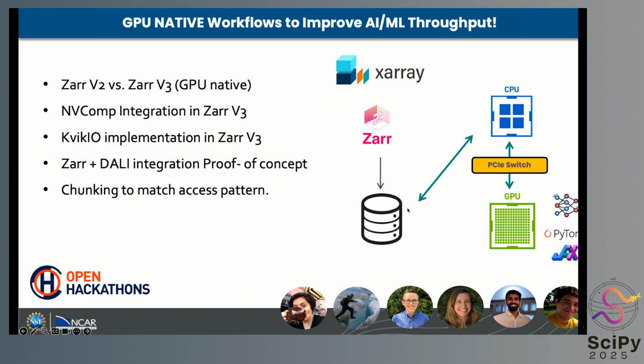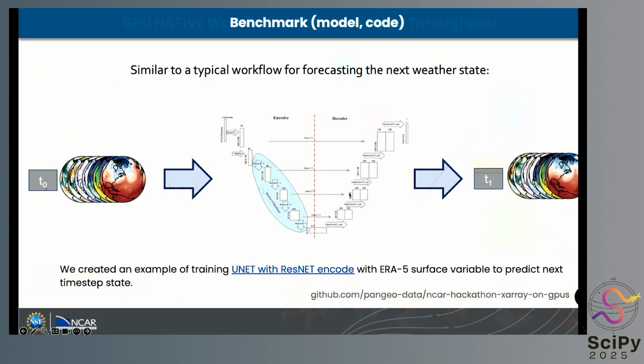So we have data on some sort of storage, and then we read it to the CPU. For example, we have Zarr, and then using Xarray, we read it to our CPU, and then it has to transfer over the PCIe switch to the GPU, and now the training happens here. If we have a workflow that bypasses this part, it's going to be much faster. We don't have to copy everything over to the CPU and then again to the GPU. So we're going to be much better.